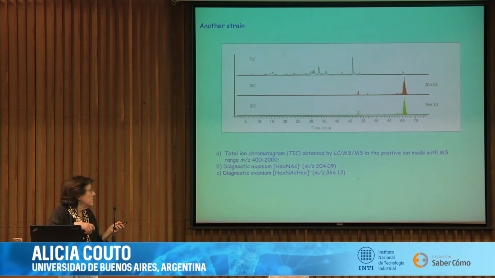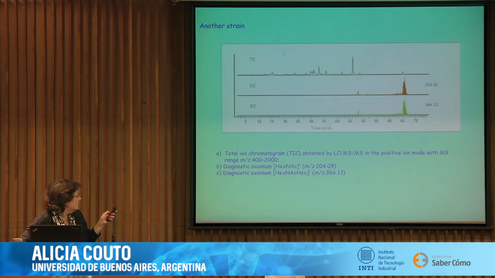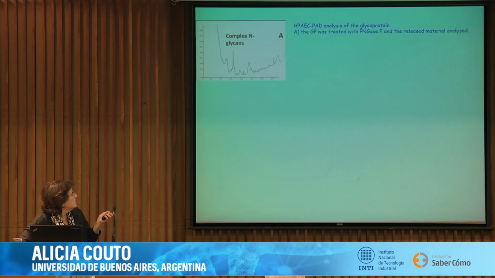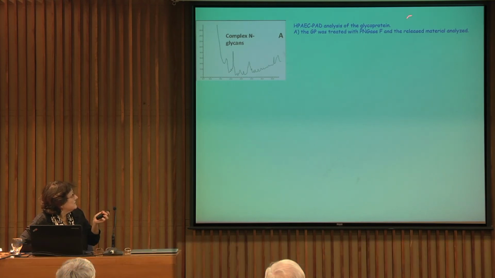Well, we then took another Lactobacillus strain in order to be sure it was possible that N-glycosylation was present in Lactobacillus. And in this other strain, we could detect in this case diagnostic ions here in this region. And so we performed the PNGase F digestion of the shell band, and we detected by anion exchange chromatography complex N-glycans. So in this case we did another approach.